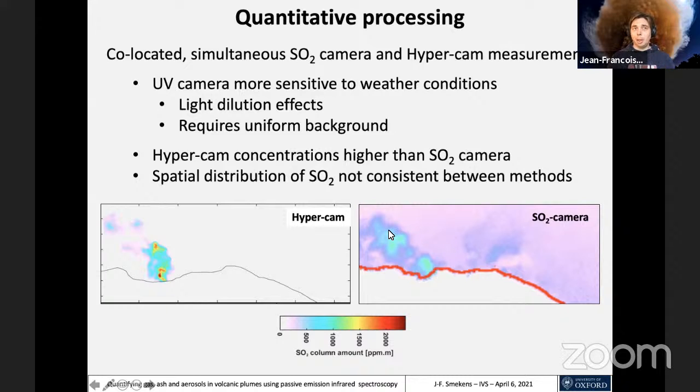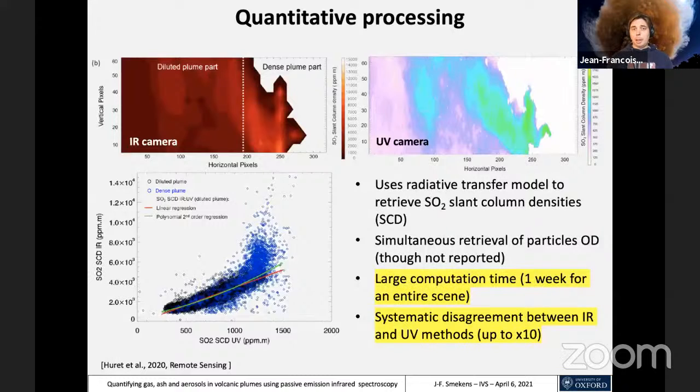And so this is also a way that we can look at what exactly we're measuring with each of the methods and how to interpret those quantitative measures. This has also been noted by some colleagues, Nathalie Huret and others, who have taken the same instrument at Etna and implemented a full-scale iterative radiative transfer model. And they've also seen some discrepancies between the UV camera and the infrared methods that I think are worth exploring.